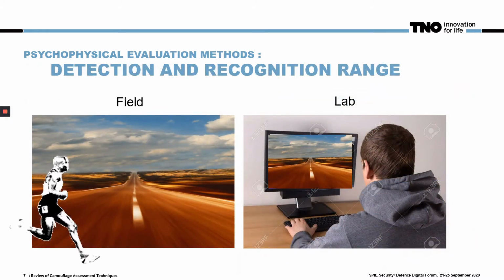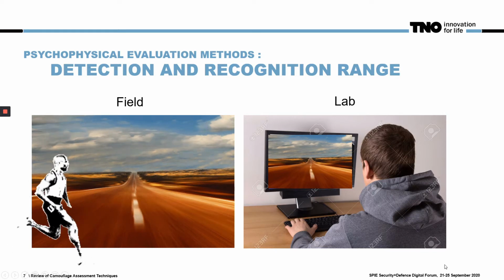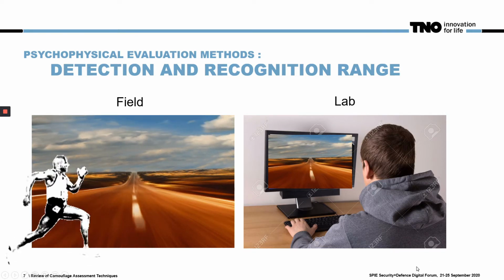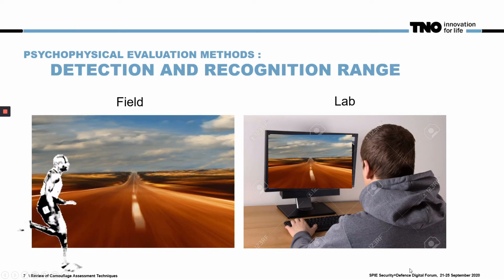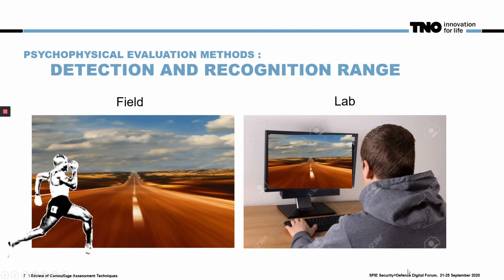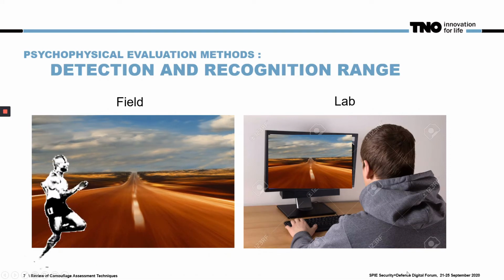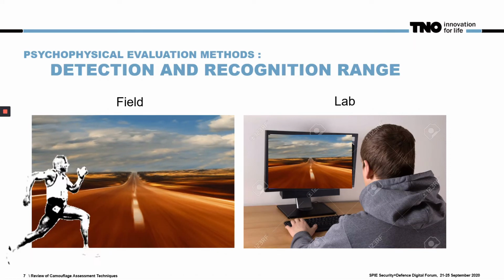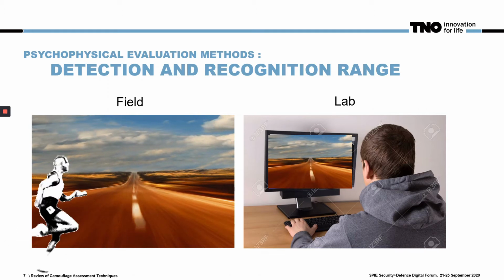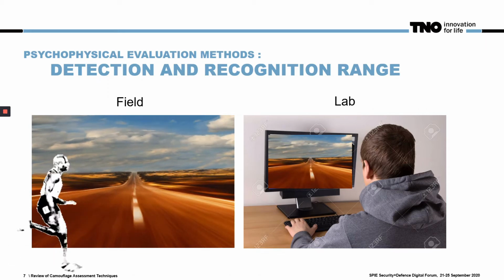A common measure of camouflage effectiveness is the detection range, that is the range at which 80% of the observers first perceive the target, or alternatively, the distance at which a given observer perceives the target with 80% probability. The shorter the detection range, the more effective the camouflage is.